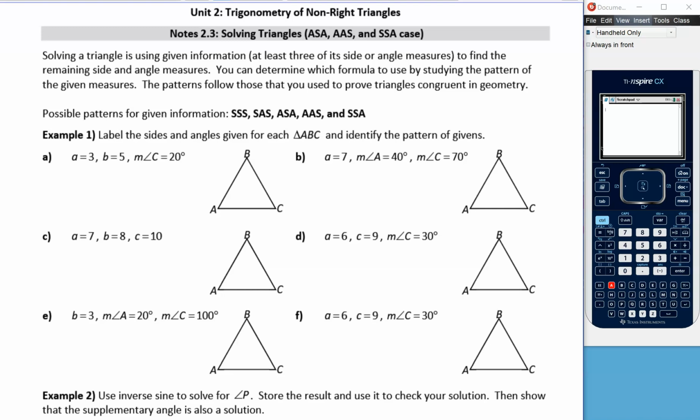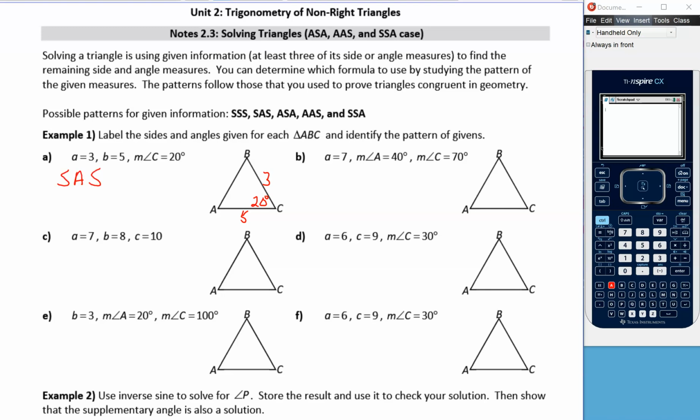All right, so in example 1, we're going to label the sides and angles for each of the triangles and identify the pattern of givens. Remember that side A is opposite angle A, side B is opposite angle B, and side C is opposite angle C. So in this triangle, two sides are given and the angle where those two sides meet is given. That's a side angle side.